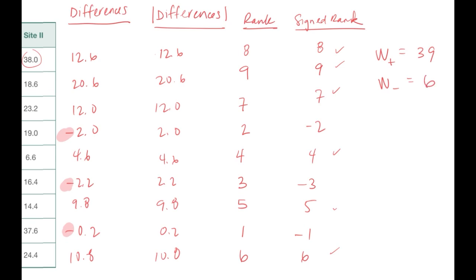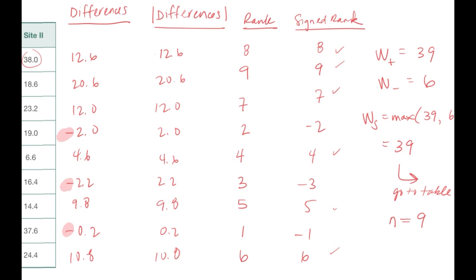So now the test statistic is going to be the maximum of W plus and W minus. So that's clearly just 39. And that's what we're going to take to the table. So I'll just put that here. Go to the table for the Wilcoxon signed rank test. But to do that, we're going to need to know what row to look things up on. And the relevant piece for that is the fact that we have 9 pairs. So our n equals 9.